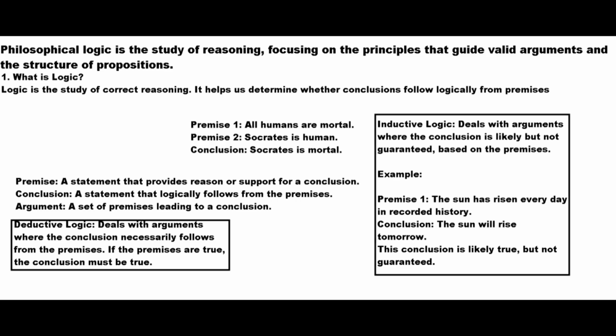For example, we can see the sun rises every day and it is recorded that it rose every day in history. And the conclusion is the sun will rise tomorrow. The conclusion is likely but not guaranteed. Now we are going to see another basic concepts. First one is validity. An argument is valid if the conclusion logically follows the premise, regardless of the truthfulness of the premise. Contradiction: a situation where a statement and its negation are both claimed to be true. For example, A is B and B is not A. This cannot be happening simultaneously.